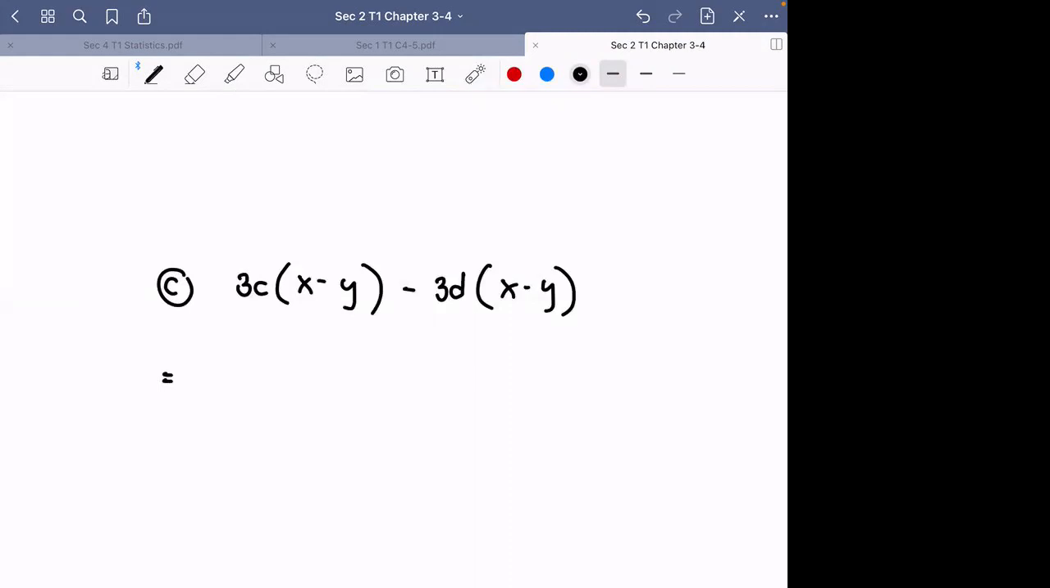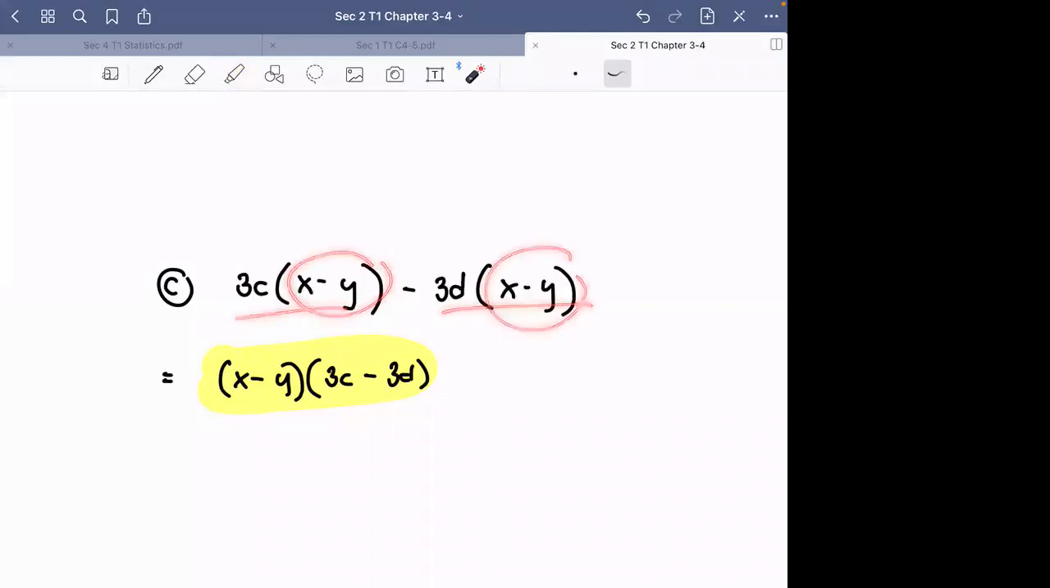Alright. So what's your common factor? The answer is x minus y, close bracket, and then multiply 3c minus 3d. Okay, very good. So you see the pattern there. Again, your common factor is x minus y. That's why you have x minus y here, and then 3c minus 3d. So that's the shortcut there.